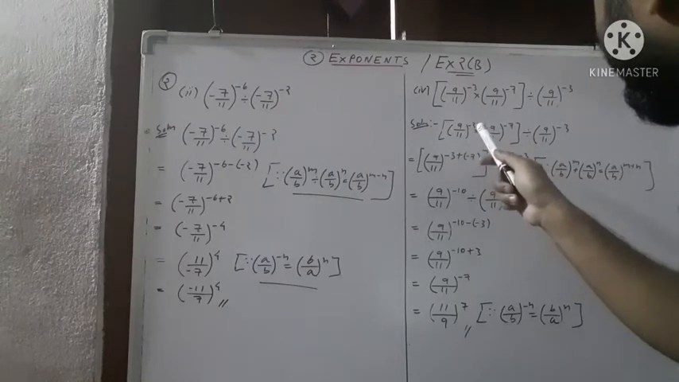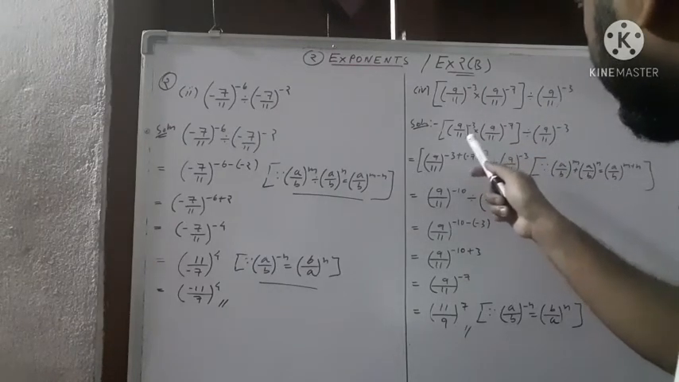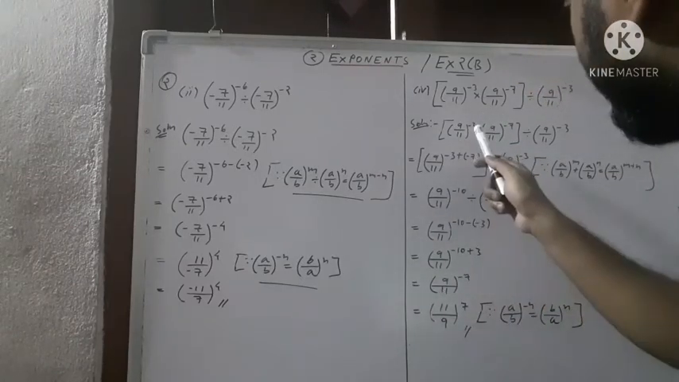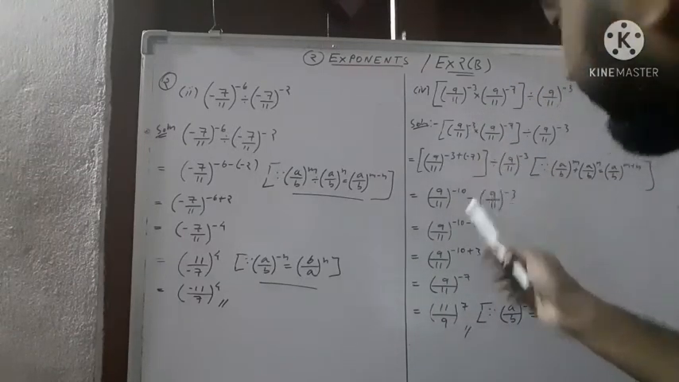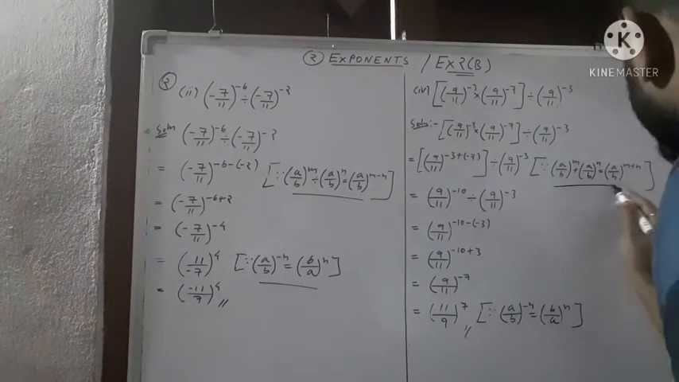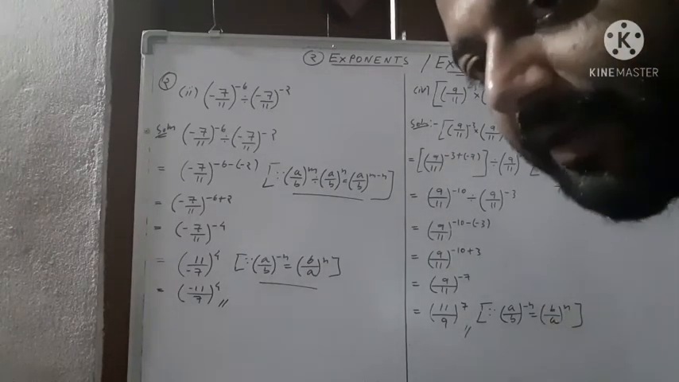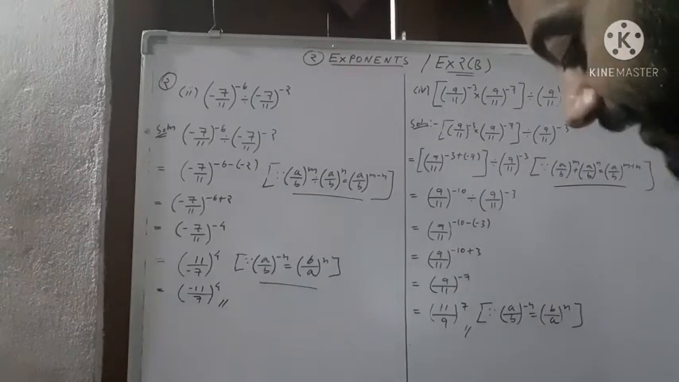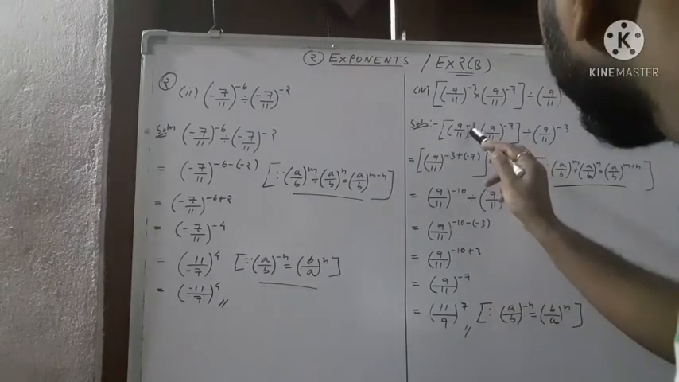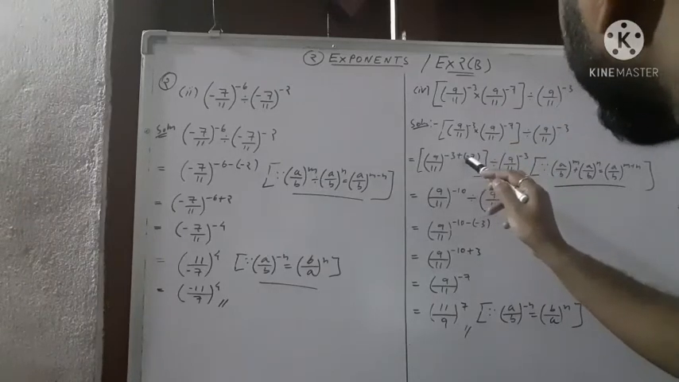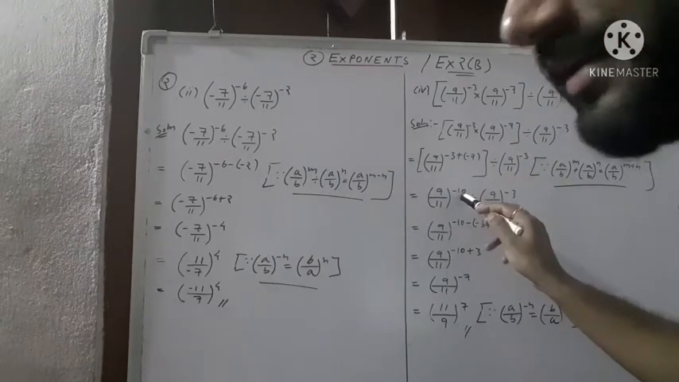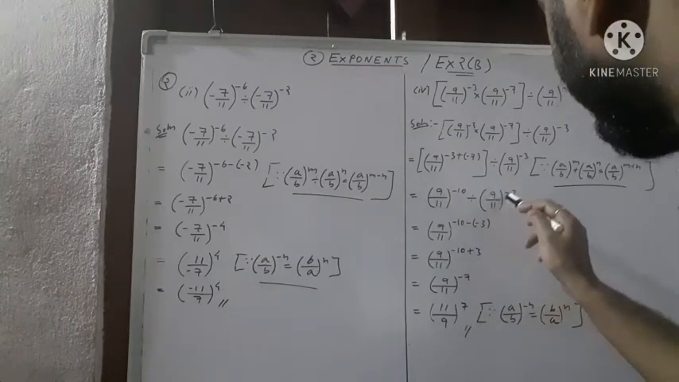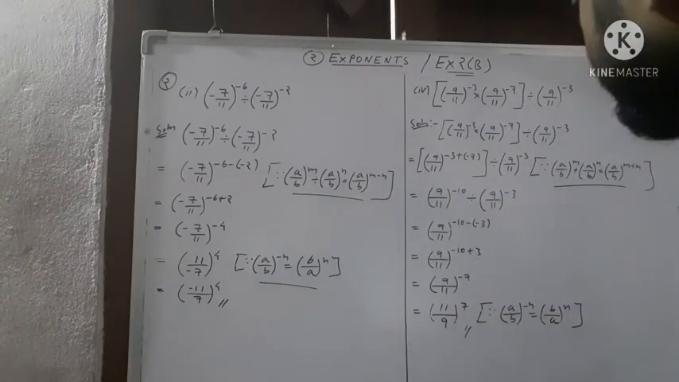In this case, when the bases are the same but the powers are different, and it is multiplied, you have to add the powers. So this is the law: a by b whole power m into a by b whole power n becomes a by b whole power m plus n. So you have to add the powers, that is minus 3 plus minus 7. It becomes minus 10. That is 9 by 11 to the power minus 10. Now divide by 9 by 11 to the power minus 3.